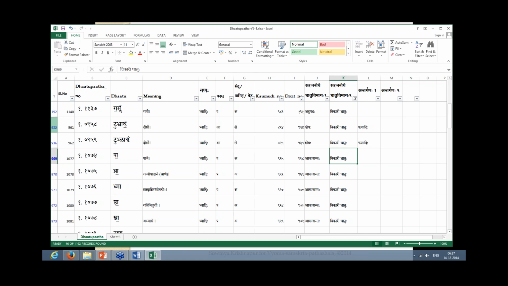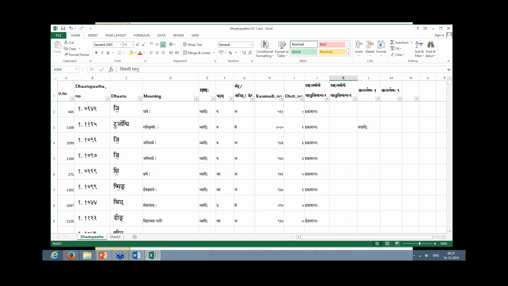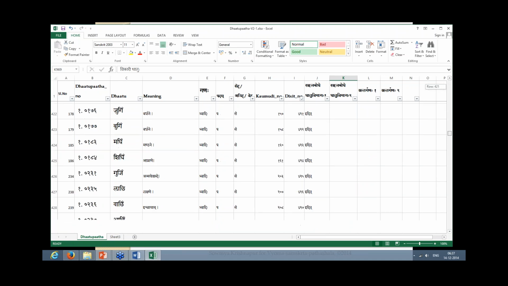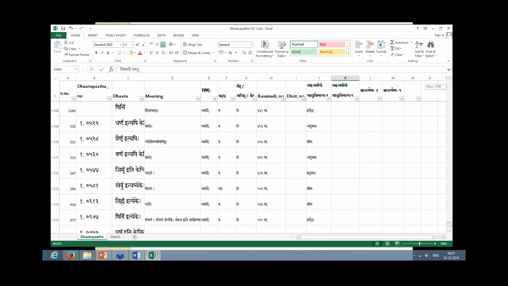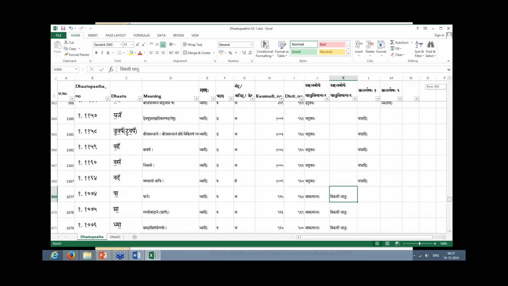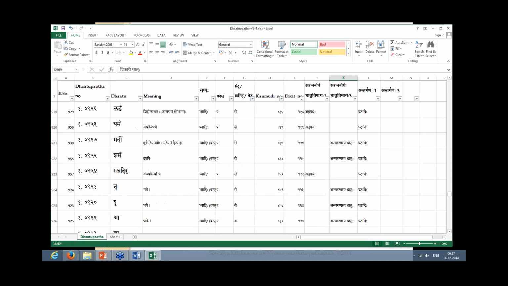So there are also some dhatus which actually belong to some other gana. Okay. If you look at something like, okay. So you can see that there is something called the Anya Ganasya Dhatuhu. Satraiva.